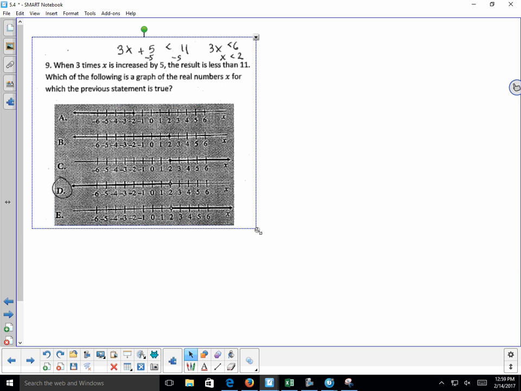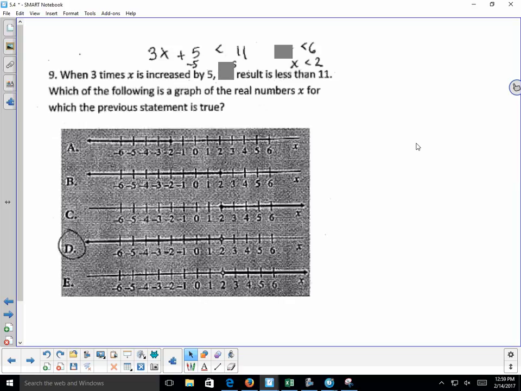For this one, it says when 3 times x is increased by 5, so I wrote 3x plus 5, the result is less than 11, so I wrote less than 11, and then I just solved that inequality. So I subtracted 5 from both sides and got 3x less than 6, divided both sides by 3, and I got x is less than 2. So I know it's kind of hard to read on this, but this one is open circle at 2 and shading this way. So that's why our answer is D.